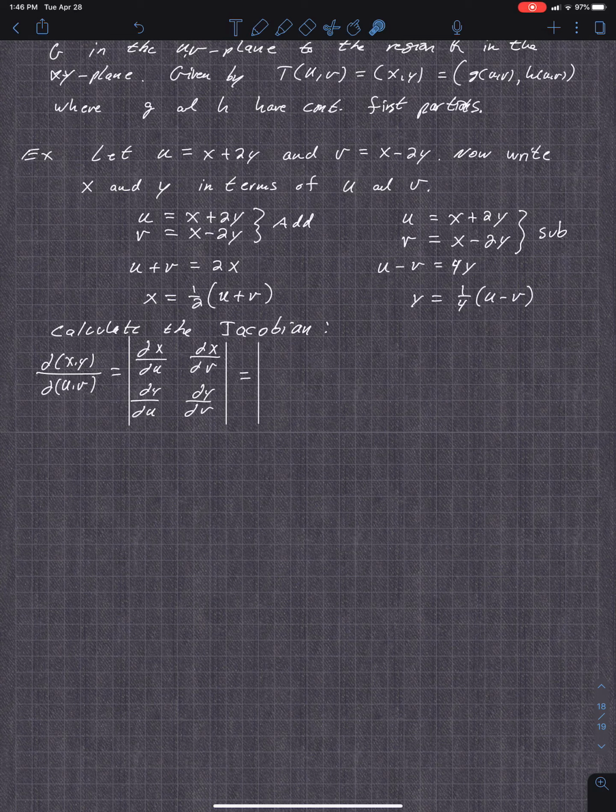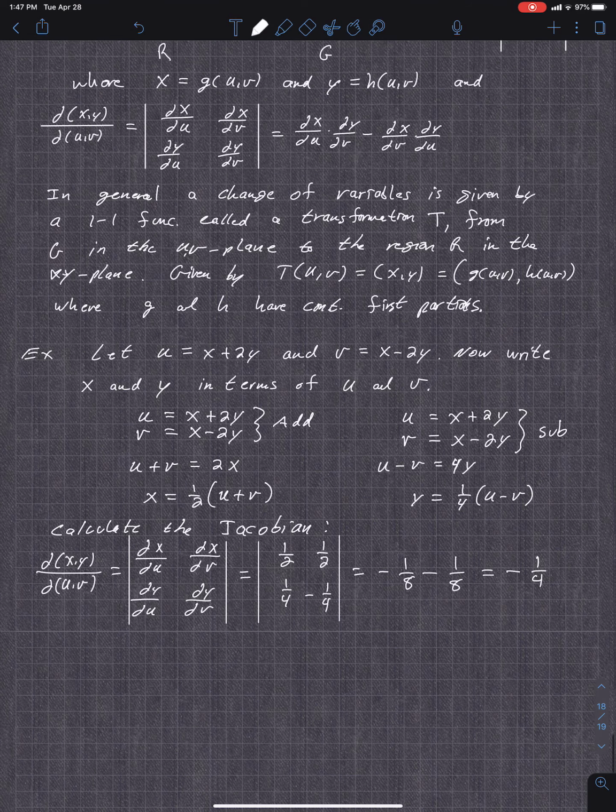So partial x/u, here's my x and u, so you'll have 1/2. x_v will also be 1/2. y_u will be 1/4, and y_v will be -1/4. So you get 1/2, 1/2, 1/4, and -1/4. Okay, and then that's equal to -1/8 minus 1/8, so it's -1/4.